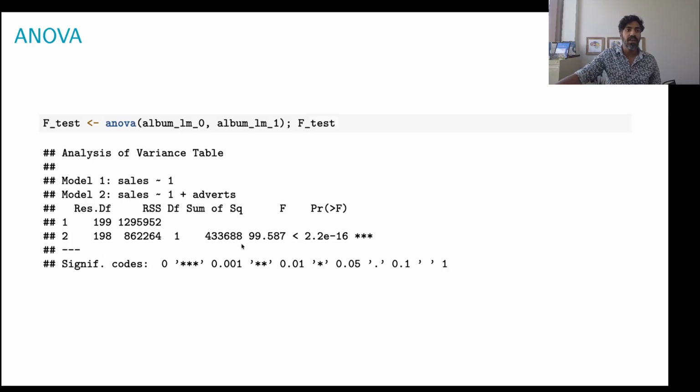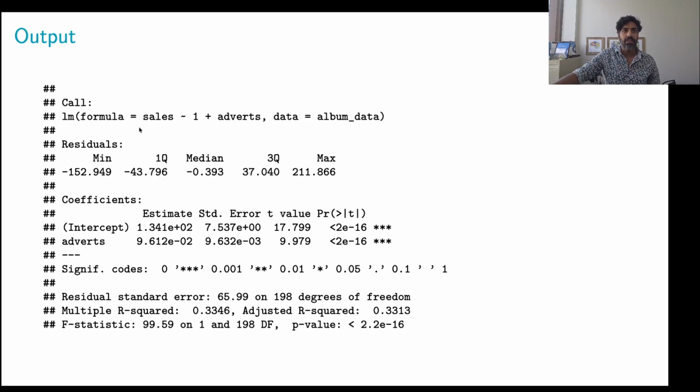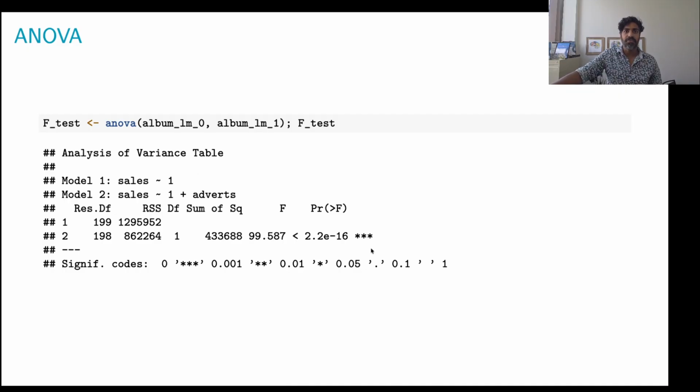So you run an F-test, and it shows that it's significant. So the F-test says the album model that we run here, LM1, which is this one here, which is adverts and sales, is better than using just the average of sales alone, right? So that's what this significance value tells you. It compares this model to this model.